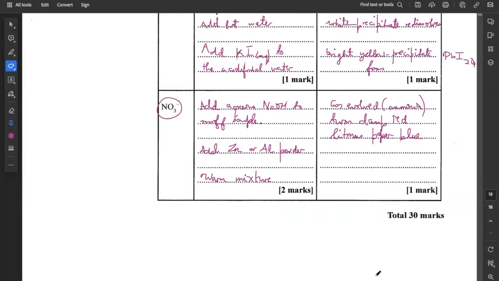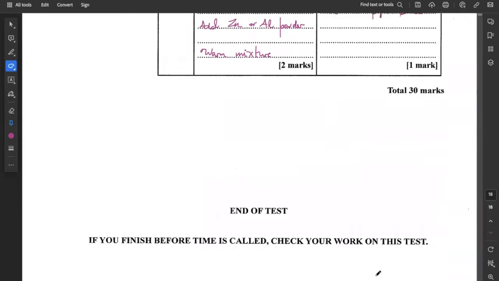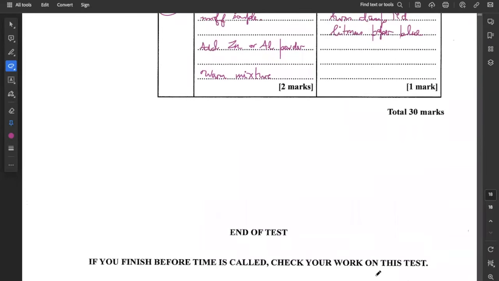All right, so with that, we've come to the end of the exam. I hope that this was fairly reasonable for you and that you felt that you could do it all.